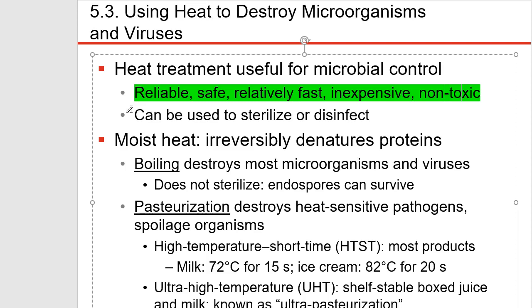Pasteurization destroys heat-sensitive pathogens and spoilage organisms. So high temperature, short time. Milk, we take that about 72 degrees Celsius for 15 seconds, and ice cream needs to be at 82 degrees Celsius for about 20 seconds. Ultra high temperature, UHT, shelf-stable box juice, those Capri Suns, the apple juices, all of the Hi-C punches that we give our kids or we may still drink, and milk is known as ultra pasteurization.